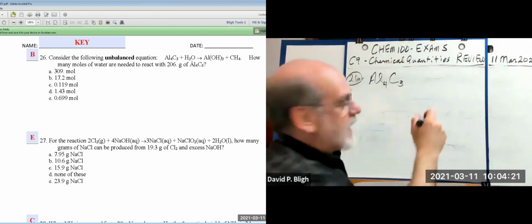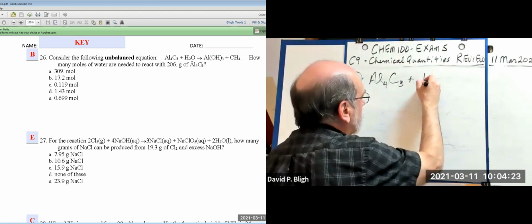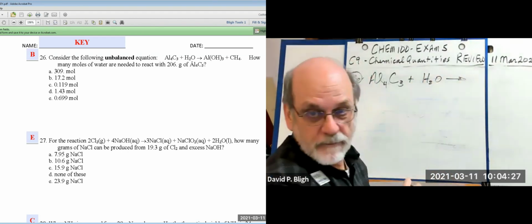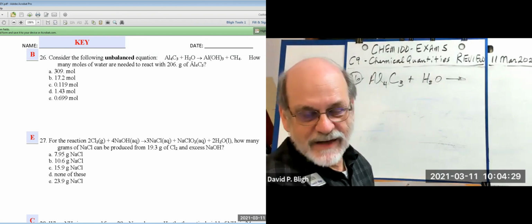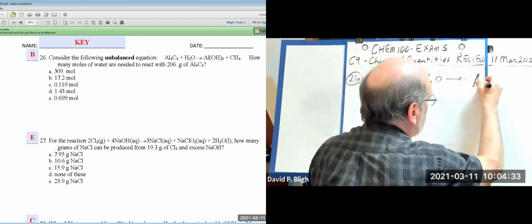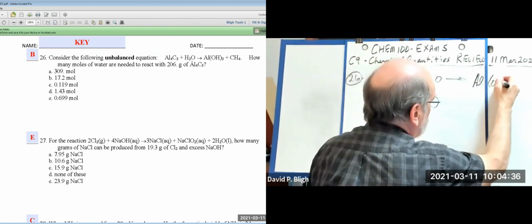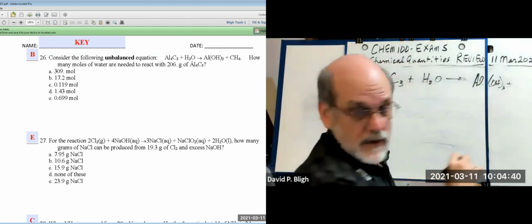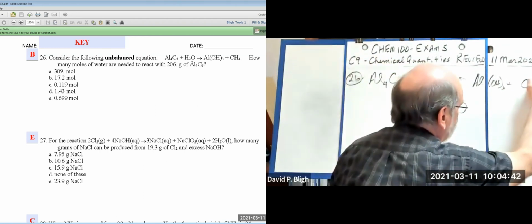And then we're going to react it with water and produce what? Aluminum hydroxide plus methane.